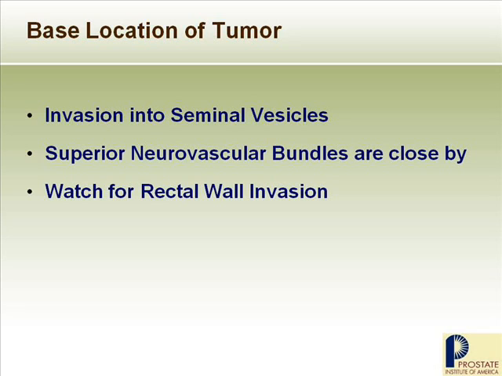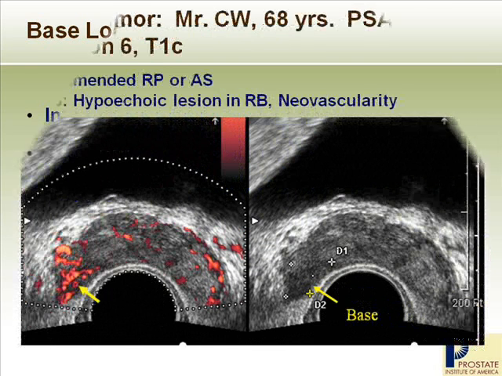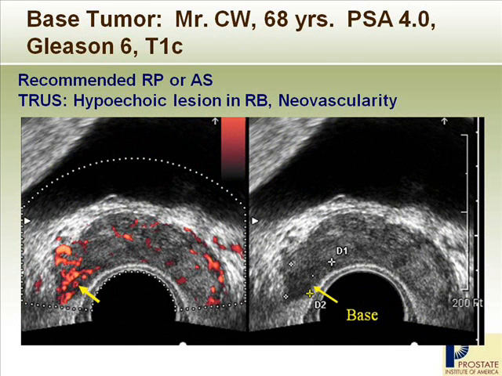And if you have a cancer in the base of the prostate, then what is the problem? It is possible to invade the seminal vesicle early on, and also invade the superior neurovascular bundle, or easily break the wall and invade the rectum directly. I'm going to show you a couple of examples of base tumors.